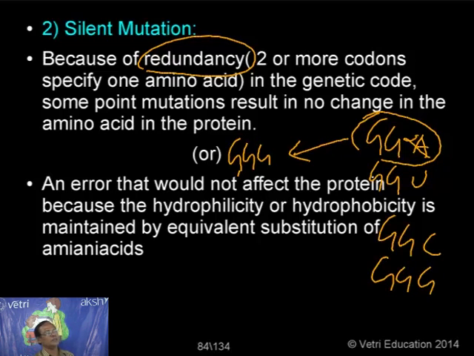Like this, when GGA undergoes mutation to form triple G, both codons normally specify the same amino acid. That is why there is no visible external appearance. Okay, so these are the 2 types of mutations, and we have 2 more. After the silent mutation we have nonsense mutation and frame shift mutation.